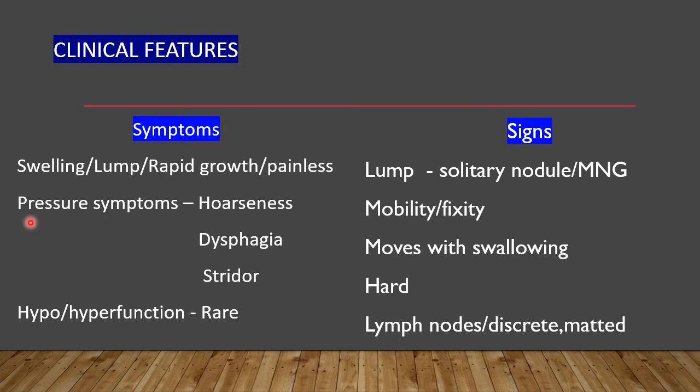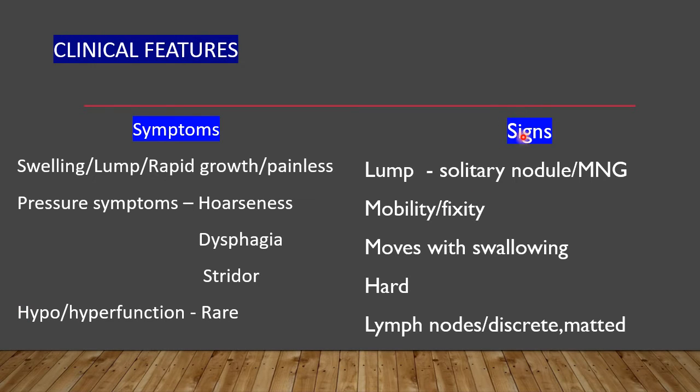The pressure symptoms are the next most common symptoms of thyroid cancer: hoarseness of voice due to the recurrent laryngeal nerve involvement, dysphagia due to pressure on the esophagus, difficulty in breathing, and stridor due to pressure on the trachea. Hypo and hyperfunction of the thyroid are rarely associated with thyroid cancers.